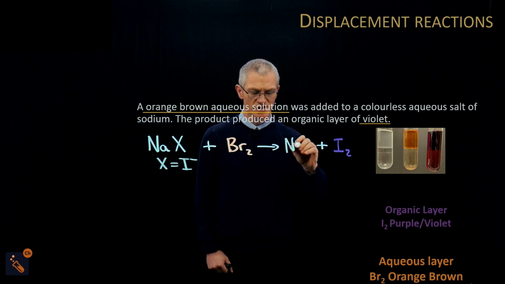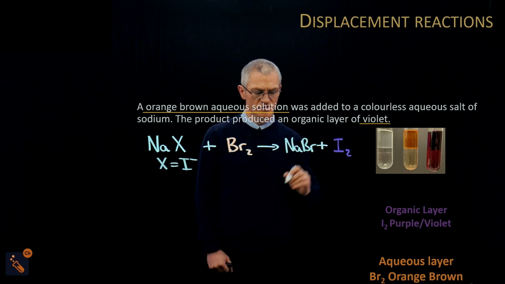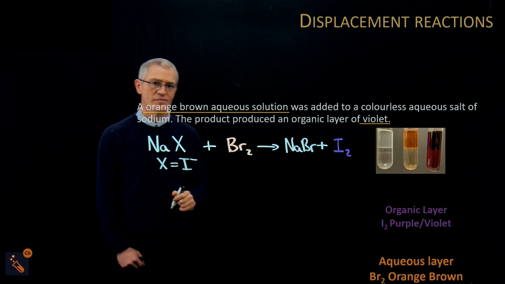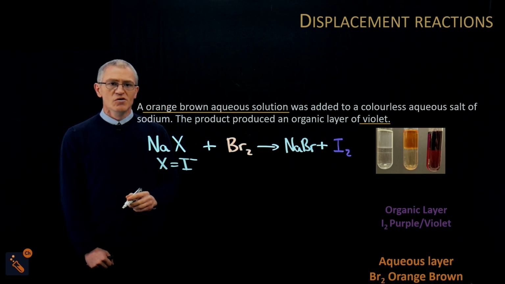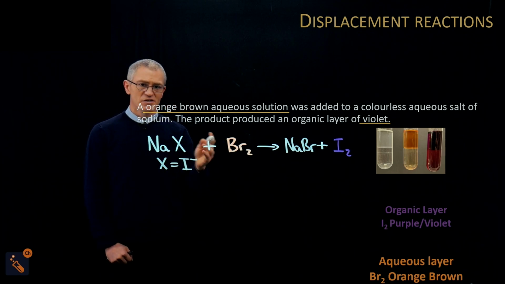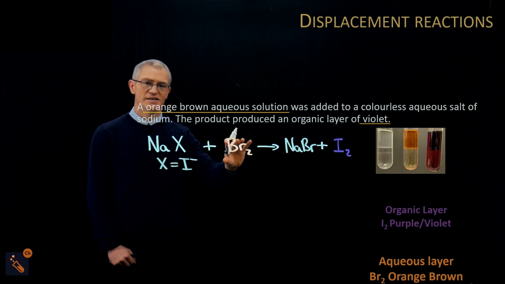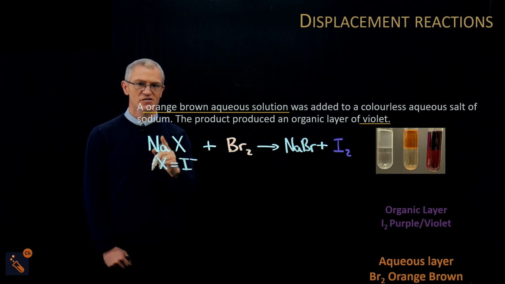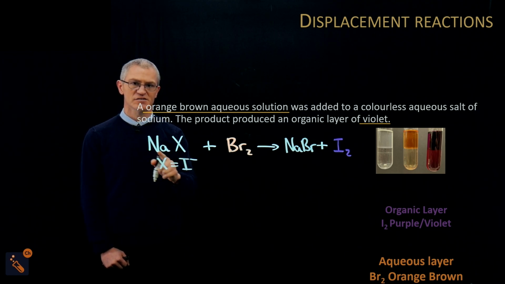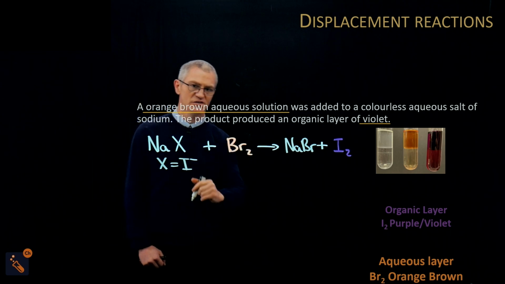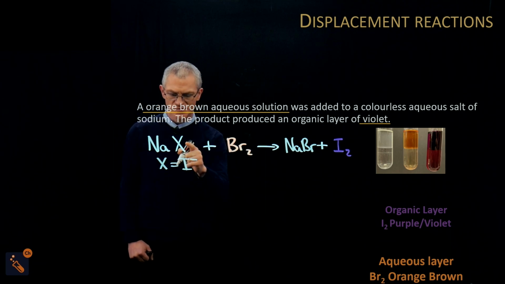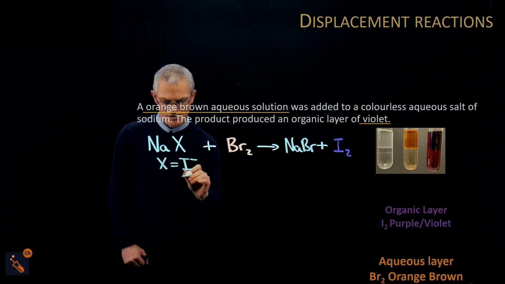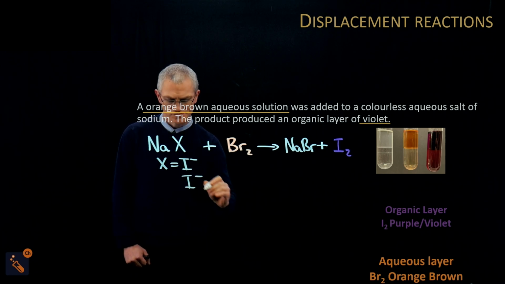So that means we go NaBr. Okay, so we found out what our X is. Our X is I minus. Now let's write this properly as an ionic equation so we know exactly what's going on. We can see from this, hopefully, that the Na is doing nothing. The Na is Na plus there, and Na plus there, so I'm going to get rid of that. And I'm going to replace this X with I minus now because I know it's I minus. So there is my I minus.